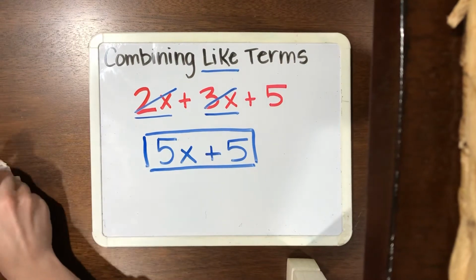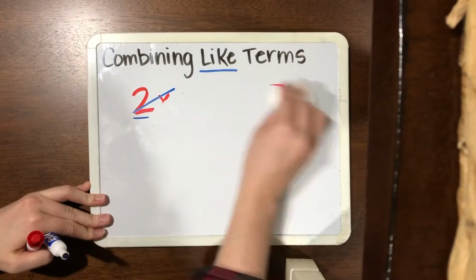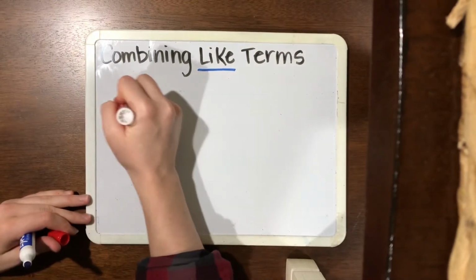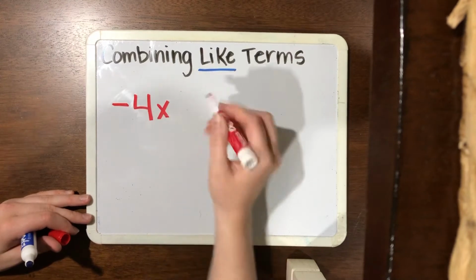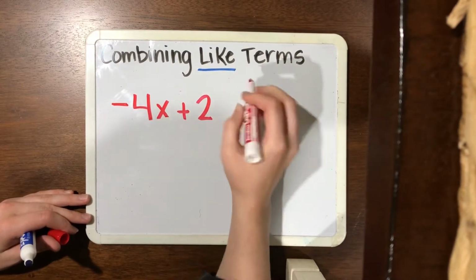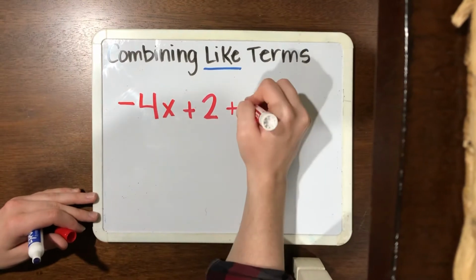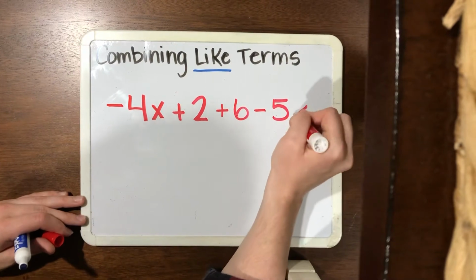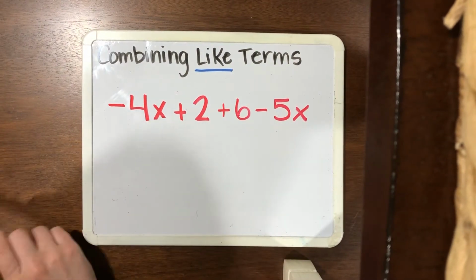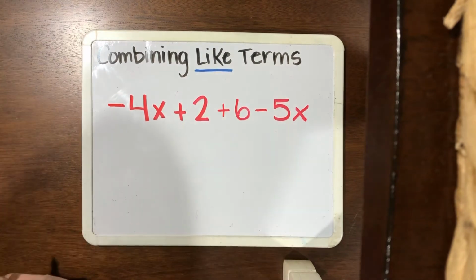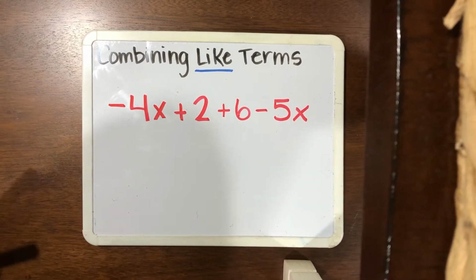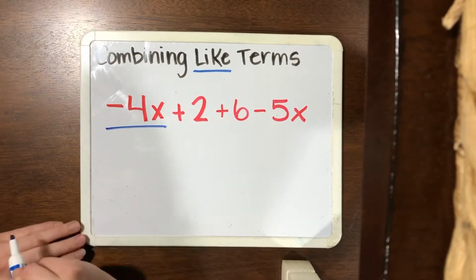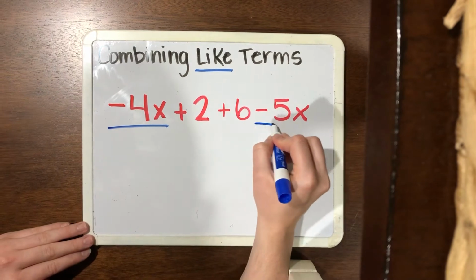We're going to do another example to help us understand that. So I might have negative 4x plus 2 plus 6 minus 5x. This one got a little bit more complicated, but the concept is still the same. So I'm looking for like terms, things that are similar. I'm going to start with the same thing as before, my x's that are the same. So I have negative 4x and I have a negative 5x.